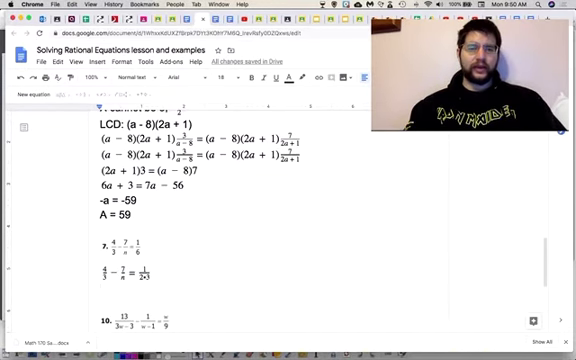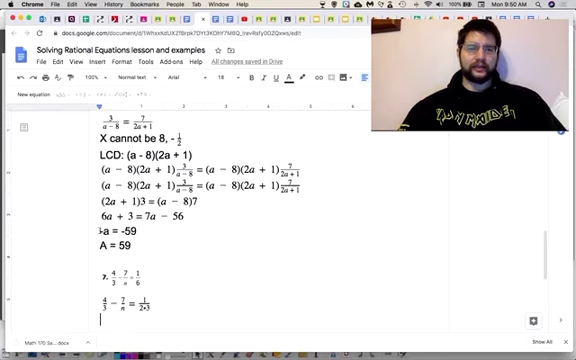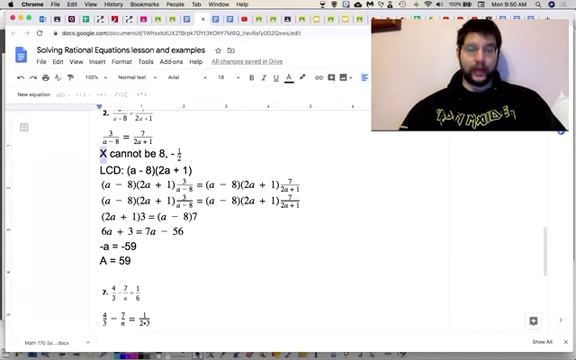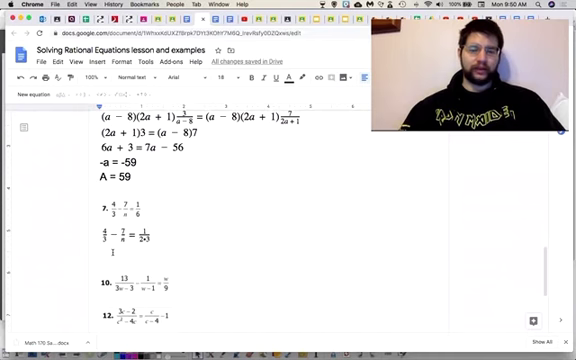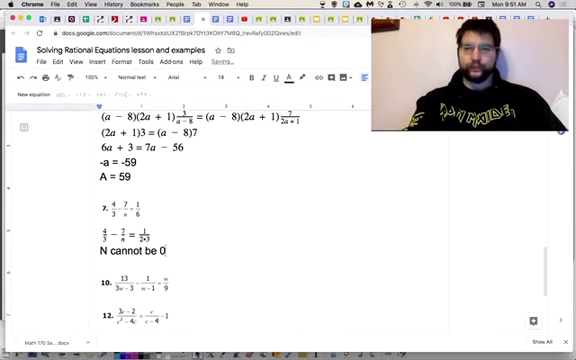So what can x not be? And I said x. I should have said a, whatever your variable is. My variable is in here. N cannot be, well, this doesn't matter. There's no n there. This is the only n, and it's got nothing with it. So n cannot be 0. If it's 0, the denominator is 0.